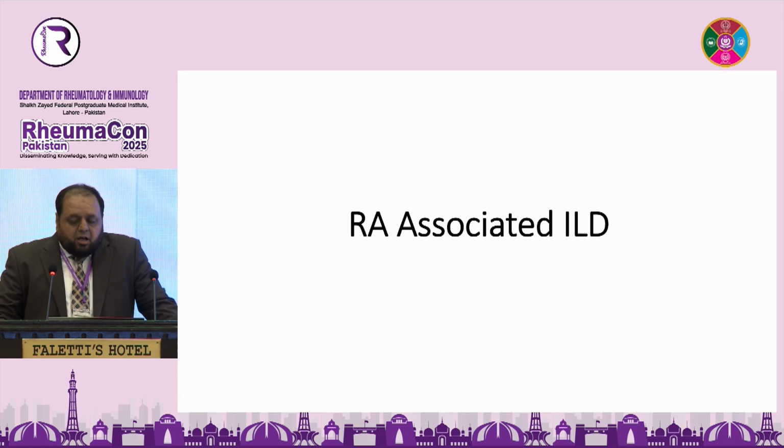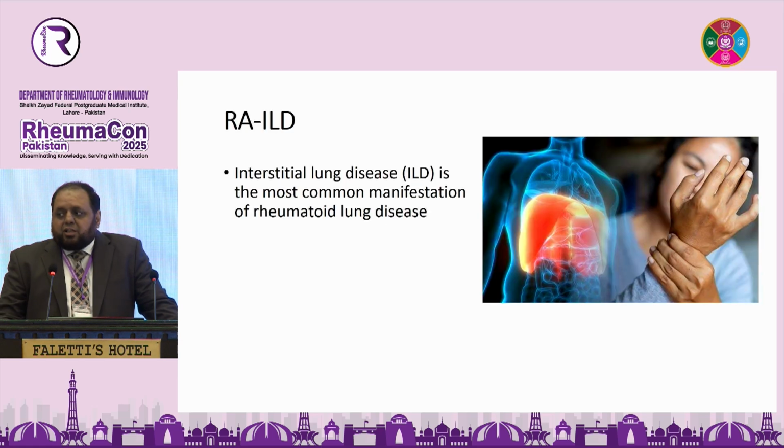First of all, rheumatoid arthritis associated interstitial lung disease. As you all know better, rheumatoid arthritis can involve lung in many different ways. It can cause pleural effusion, it can cause pulmonary nodules, pulmonary hypertension, but interstitial lung disease is the most common manifestation of rheumatoid lung disease.